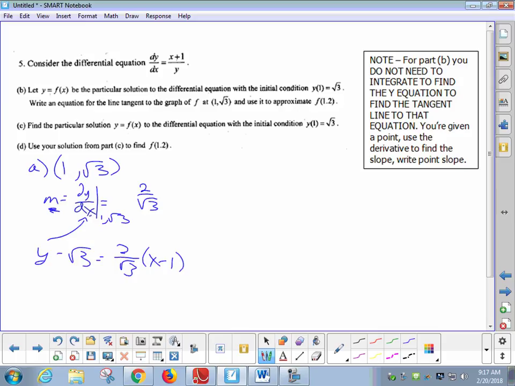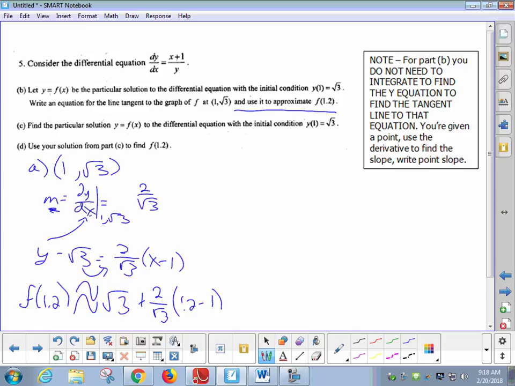X minus 1 is your tangent. I imagine it'd be 1 for the slope, 1 for the tangent line, and then maybe 1 for the estimate. They do ask you to use it to approximate f at 1.2. F at 1.2 would be approximately equal to, if I move this over and found what the y would be, root 3 plus 2 root 3 times an x of 1.2 minus 1.